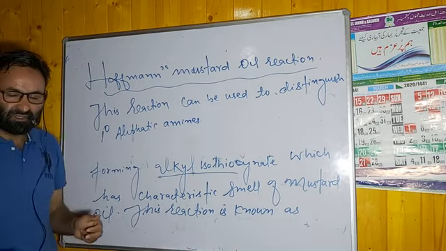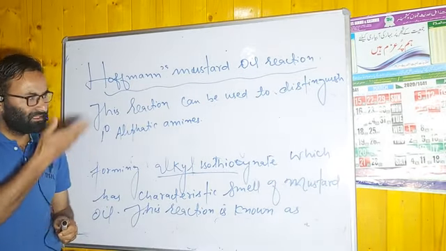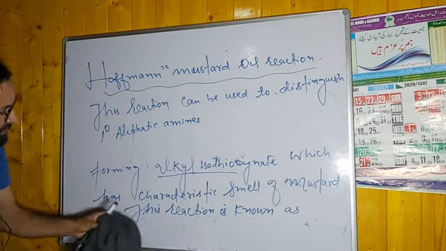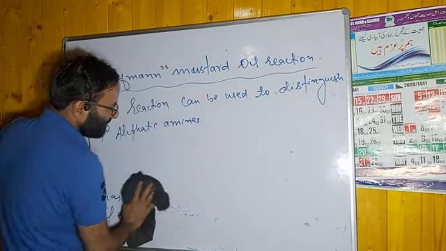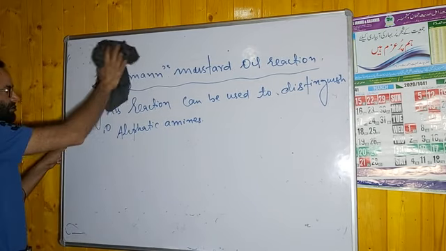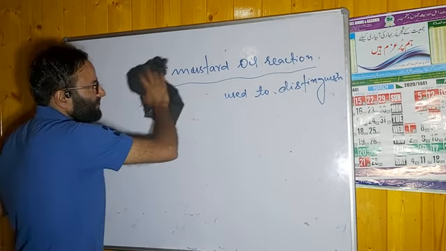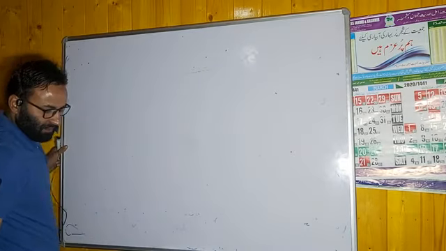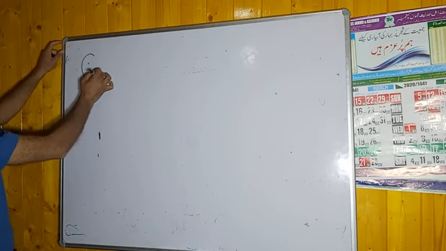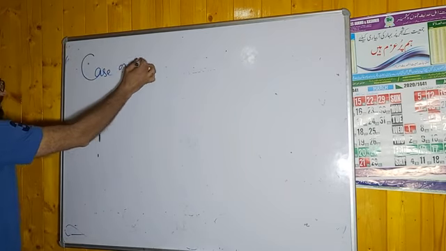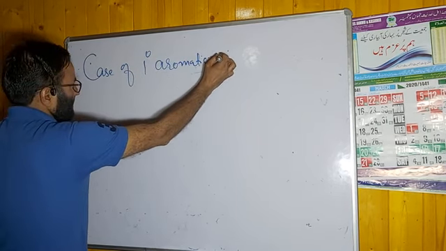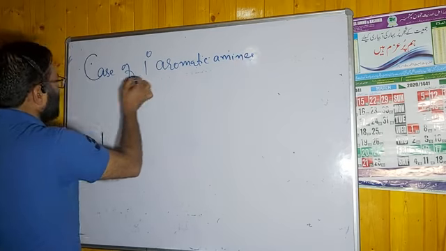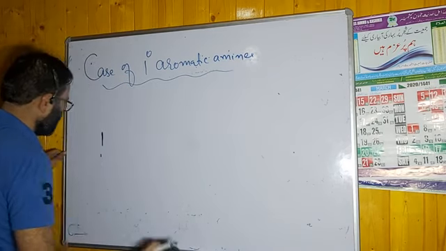When we discuss the tests to distinguish the three types of amines, it will be Hoffmann's mustard oil reaction. Now we will see what happens in case of 1 degree aromatic amines, and how the aromatic 1 degree amines react.